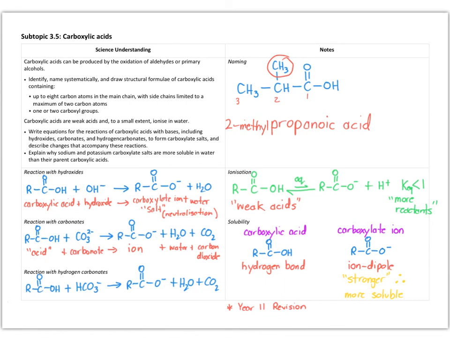Finally, we need to be able to compare the solubility of a carboxylic acid with a carboxylate ion. Now, obviously, this is the solubility mainly in water. So in water, the carboxylic acid can hydrogen bond to the water. So it's reasonably soluble because they are quite strong interactions, the hydrogen bonding interactions. However, if we have it as an ion, the ion dipole interactions are much stronger than a hydrogen bonding interaction, which makes the carboxylate ion much more soluble in water than the corresponding carboxylic acid.